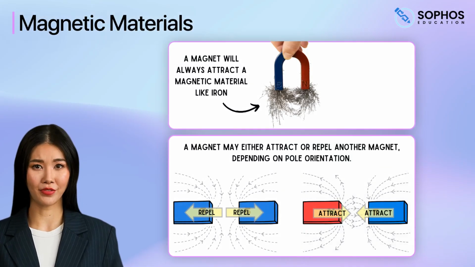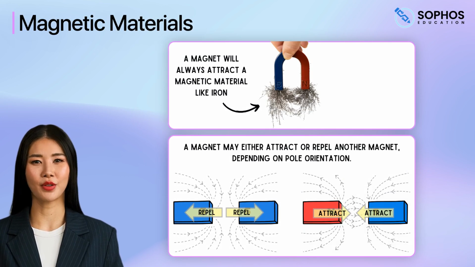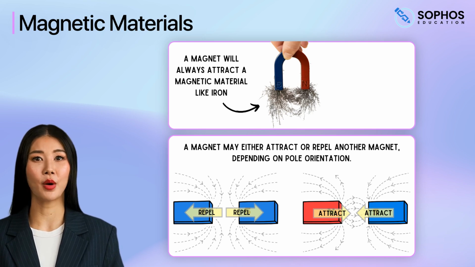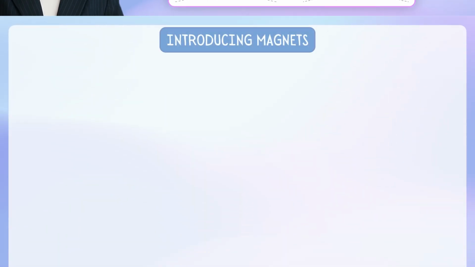This behavior differs from the interaction between two magnets, where the force can be either attractive or repulsive, depending on the poles. Simply put, a magnet will always attract iron, but it may either attract or repel another magnet based on pole orientation. Great work!